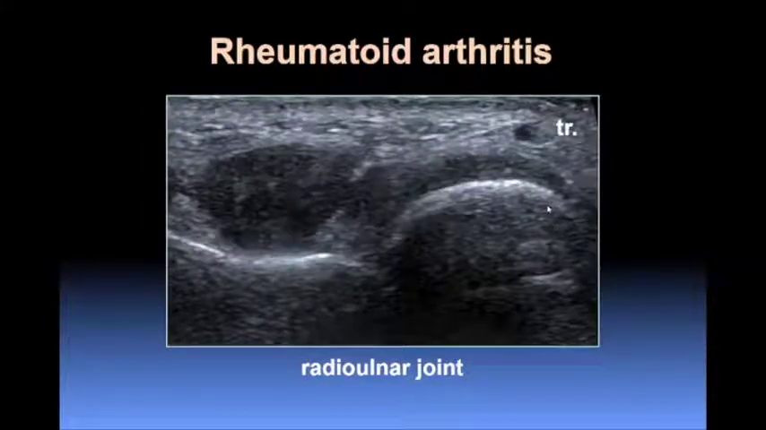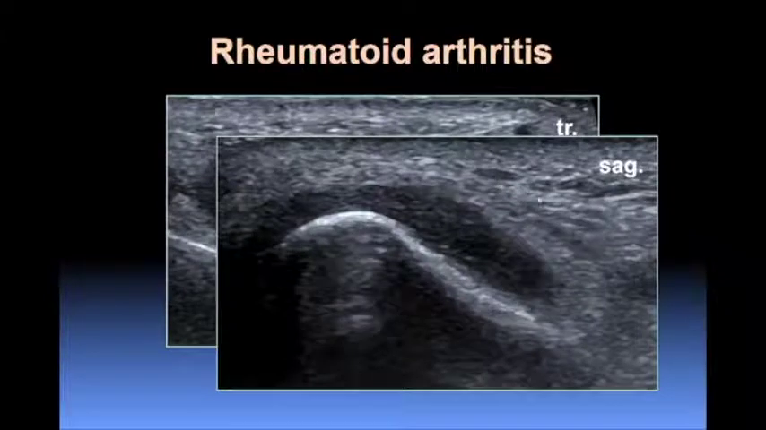Here's a patient, probably the most exuberant synovial hypertrophy that I've seen at the radioulnar joint. This is the ulna, this is the radius, and you can see all this thickening of the lining. This is a sagittal view over the radius. Again, lots of thickening, easy to turn on color Doppler flow.